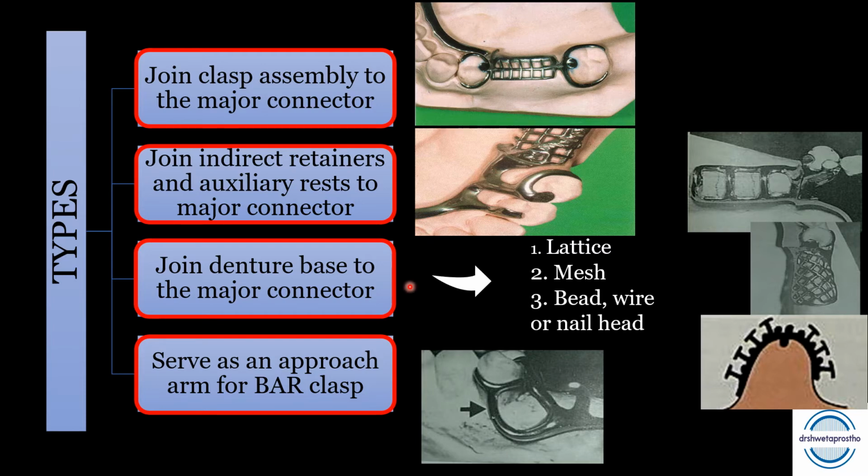Third is the minor connector which joins the denture base to the major connector. In this we have three types: lattice, mesh, bead wire or the nail head. They are placed on the saddle area, the edentulous area. So this is the lattice minor connector, this is the mesh work as we can see, and third is the bead wire or the nail head minor connector. Last, we have the minor connector which serves as an approach arm for the bar clasp. This is the bar clasp assembly and this is the minor connector which is acting as the approach arm here.